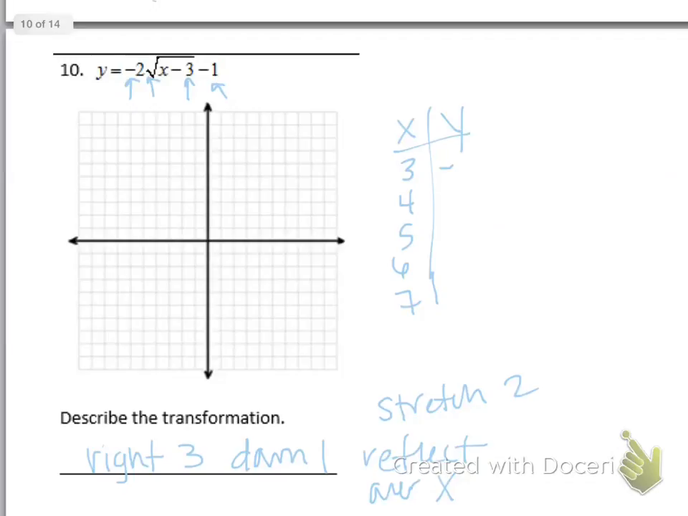So at 3, I got -1, 4, I got -3, -3.8, -4.5, and -5. So I go right 3 down 1, I go right 4 down 3, and then 5, 3.8, 6, 4.5, and then 7, -5. So it looks something like that, okay?